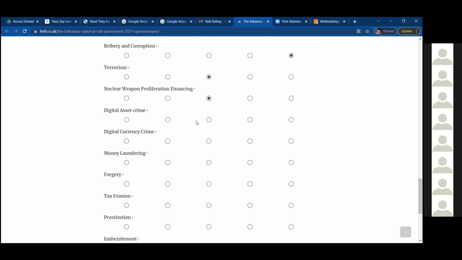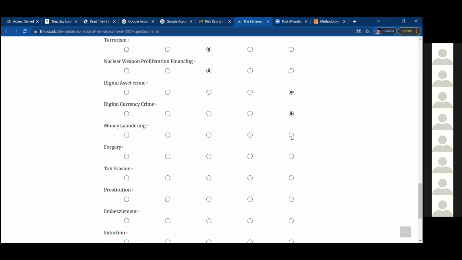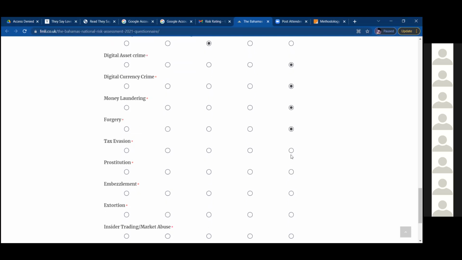Digital asset crime, oh, 5. Digital currency crime, 5. Money laundering. We only have 84 persons charged. What is your source document, ma'am? We have 84 persons charged with money laundering. Where are you getting this information from? Life. They'll say it without a smile. Life.